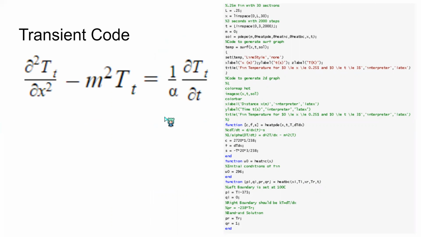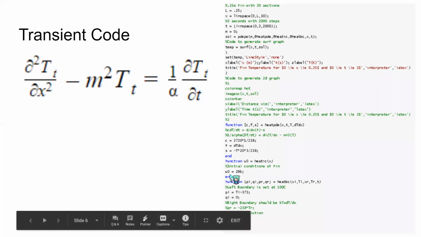With that, we have a PDE, which we plug into the PDE-PE function, and shown there are the coefficients that we would use. Then we have our initial condition at 296 Kelvin, and then our boundary conditions, which are 100 degrees Celsius or 373 Kelvin, and then KT is equal to dt over dx.